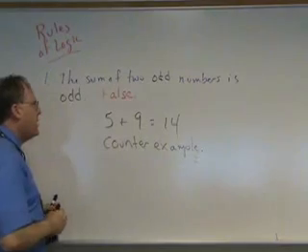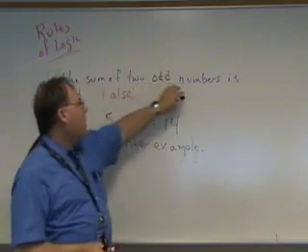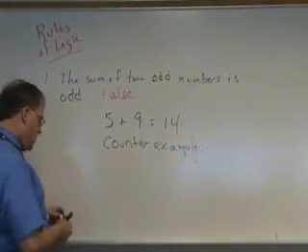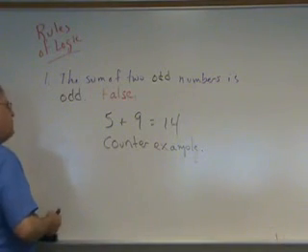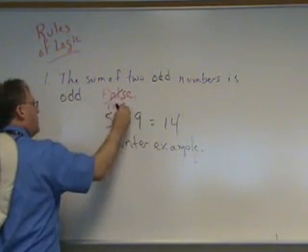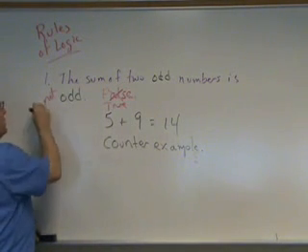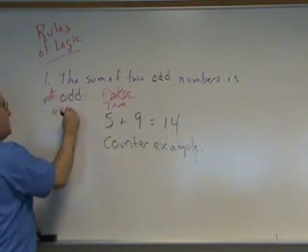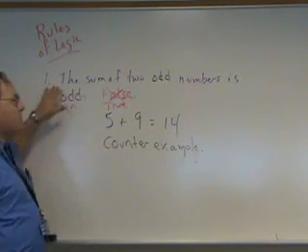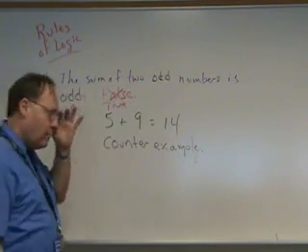Since this is a false statement, we need to make it true. So the sum of two odd numbers is not odd. If I'm going to change that from false to true, I could say it is not odd, or I could, if I wanted to, say the sum of two odd numbers is even. So you understand that negation always changes the truth value.